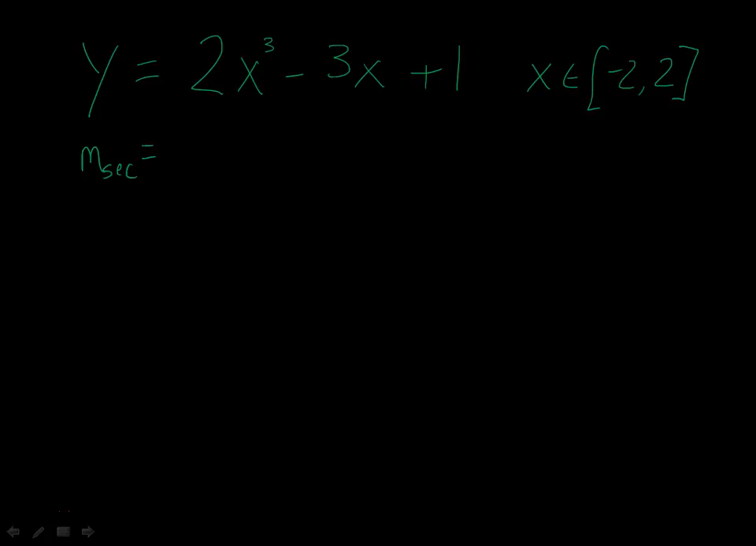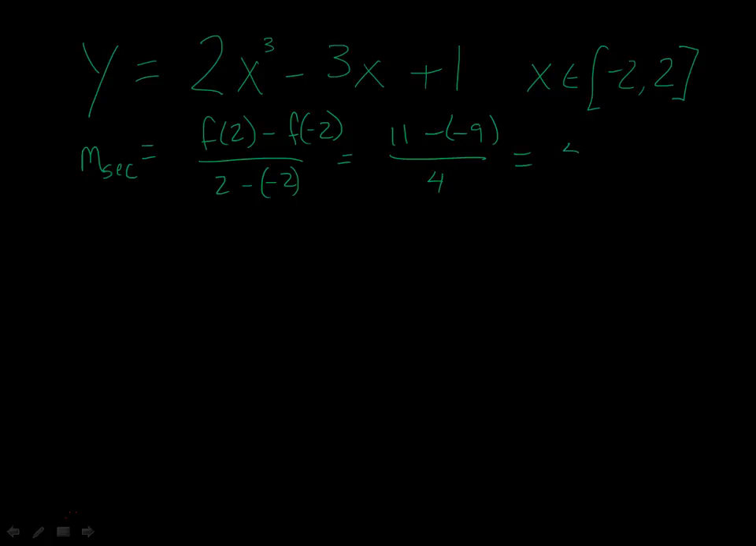We can find our secant slope by plugging in f(2) minus f(negative 2) all over 2 minus a negative 2. By plugging in 2, we get 2 cubed, which is 8, times 2 is 16, minus 6 is 10, plus 1 is 11. And then we want to subtract, plugging in negative 2: negative 2 cubed is negative 8, which gives us negative 16, plus 6 is negative 10, plus 1 is negative 9. And we want to divide all of that by 4. And so this shows us that our secant slope is equal to 5.